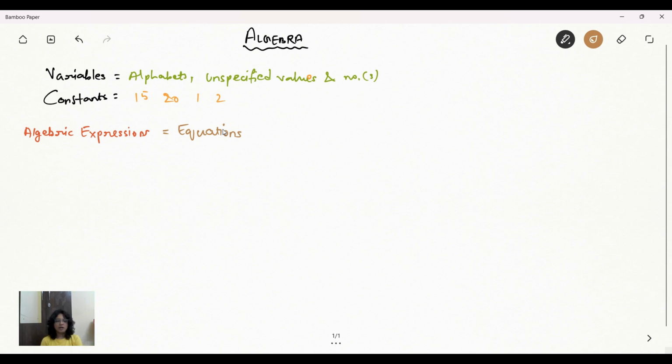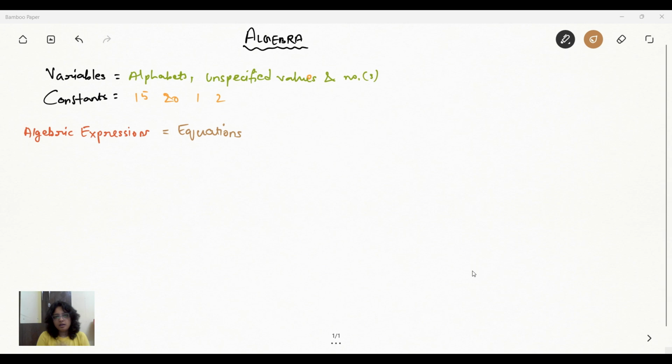Now, the next thing is how do we construct algebraic equations? Suppose I give you a verbal statement. Let's say, the sum of 20 and a number n. This is also very important for understanding your problem sums in algebra.